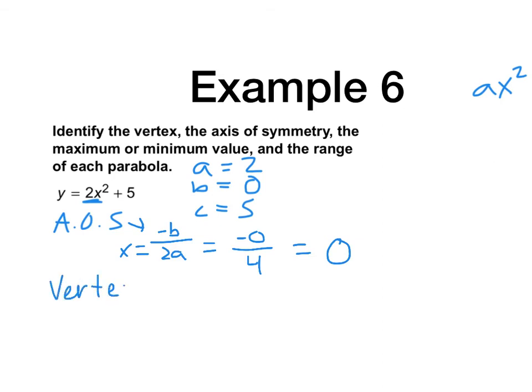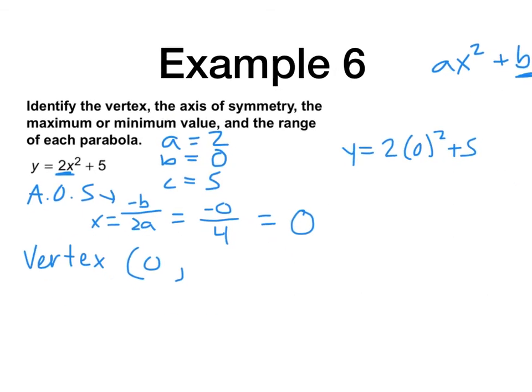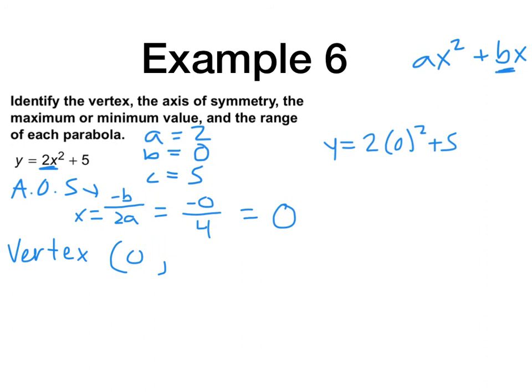Now let's find our vertex. What's the first number in our vertex going to be? 0. And then how do we find our second number? Plug it in. So we plug in 0 into x to find our y. So we have 2 times 0 squared plus 5. What's 0 squared? And what's 0 times 2? 0. And what's 0 plus 5? 5. So when we plug in 0, we get 5.